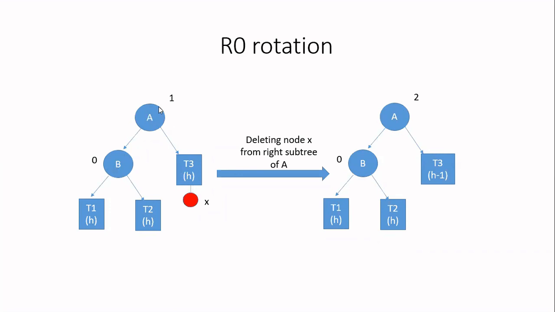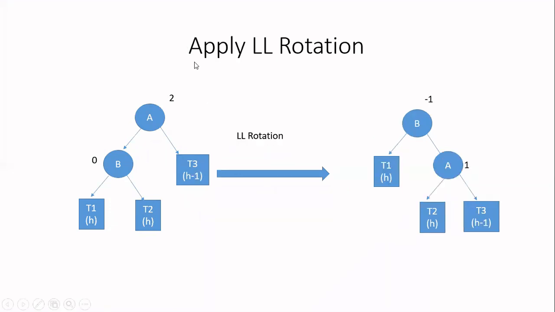Now focus on the left subtree of A. In the left subtree of A, the root node is now B. So what is the balance factor of B? If you look at the balance factor of B, it is 0 now. So the type of rotation we are going to perform is R0 rotation. In case of R0 rotation, if you want to apply balancing, you have to go for LL rotation.